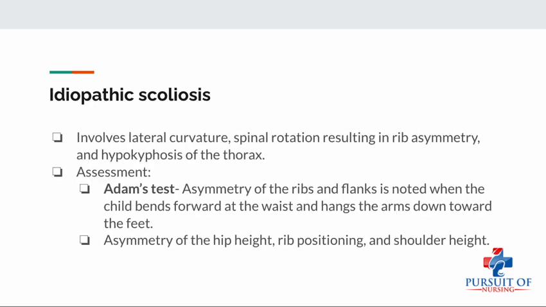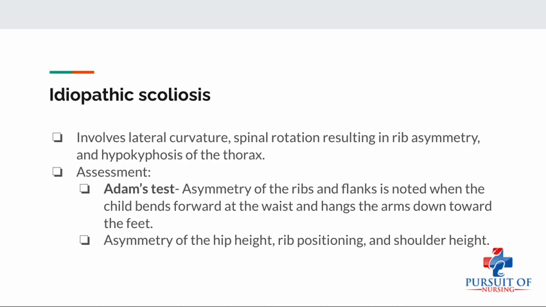So idiopathic scoliosis, this is usually diagnosed during the pre-adolescent growth spurt. This is why screenings are so important when growth spurts do occur. It involves the lateral curvature and spinal rotation that results in rib asymmetry and hypokyphosis of the thorax.